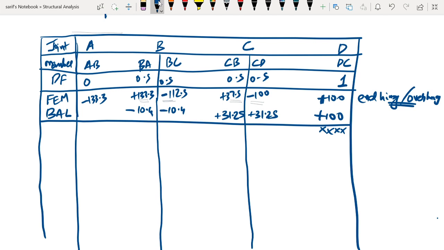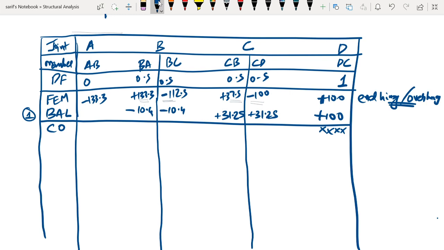Now, this is known as the first cycle. After the first cycle of balancing, joint B is in equilibrium, and all the interior supports as well as the end hinge or the overhanging end have been brought to equilibrium. Next step is known as the carryover step. Okay, the next step is known as the carryover step.